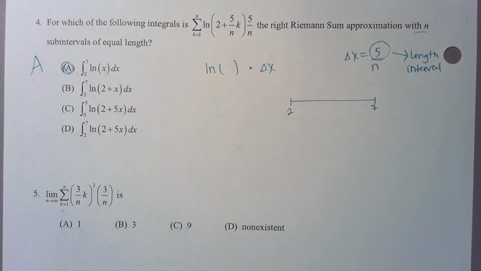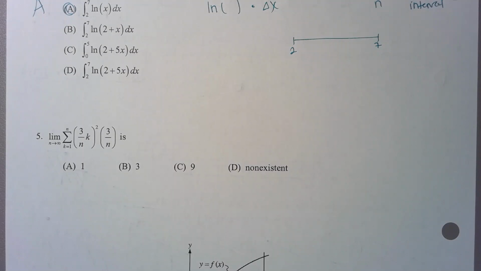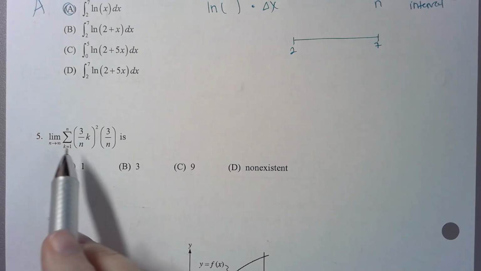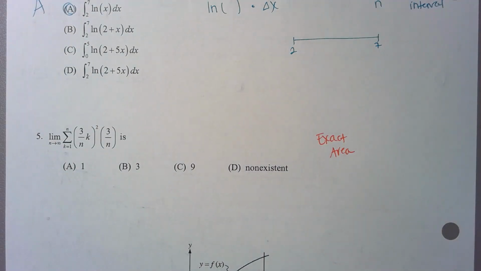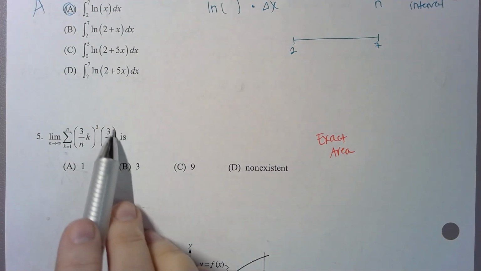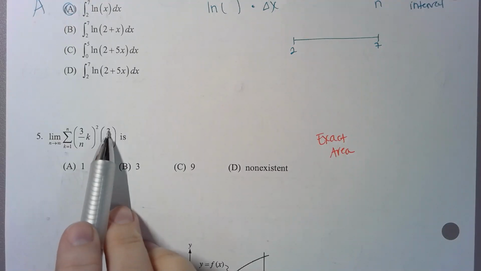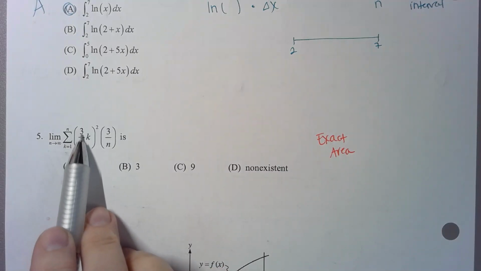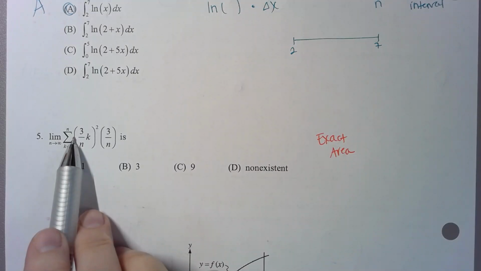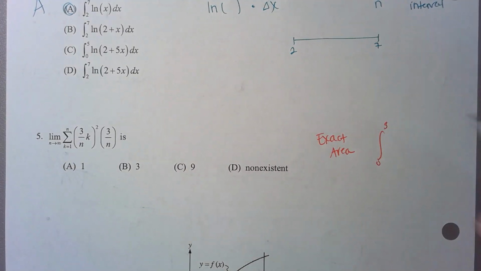All right, let's take a look at number 5. It's kind of like what we were just doing on 3 and 4. But it's saying, what is the value? Right? So when we talk about a limit to infinity, we're saying find the exact area. And what's the function? Well, let's see. The delta x is 3 over n, which means the length of the interval is 3. And in here, I have my delta x times k. That means my a value is 0. So we're going from 0 to 3.